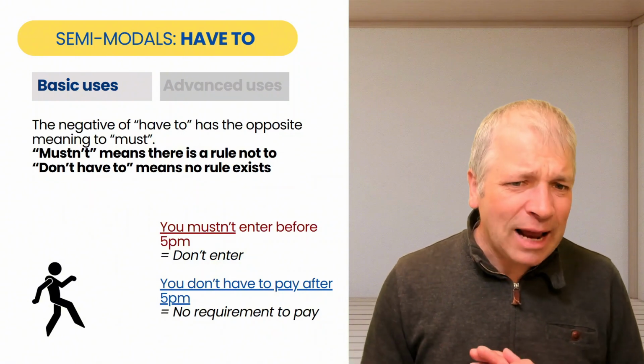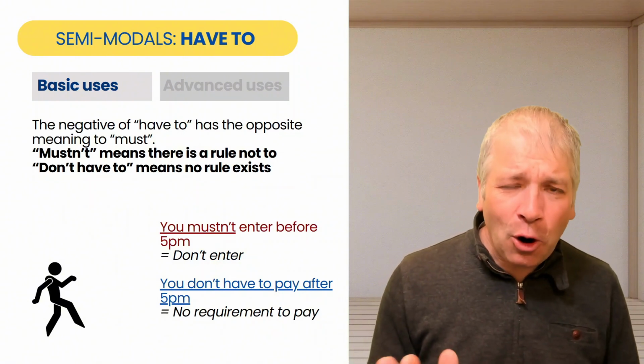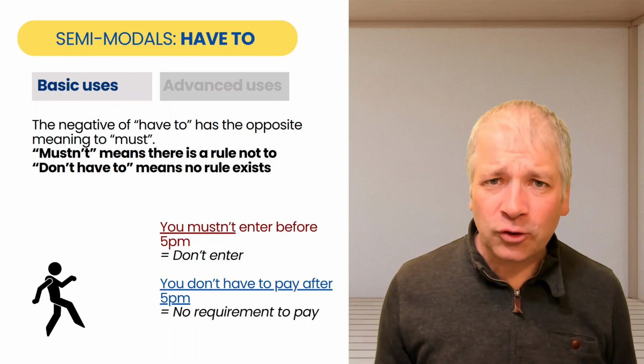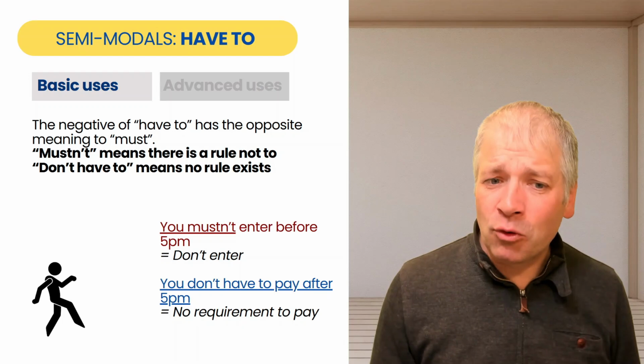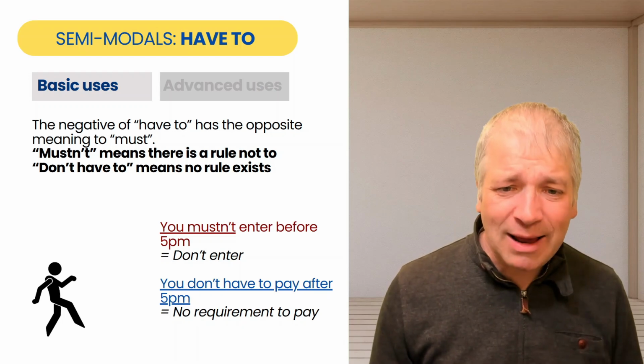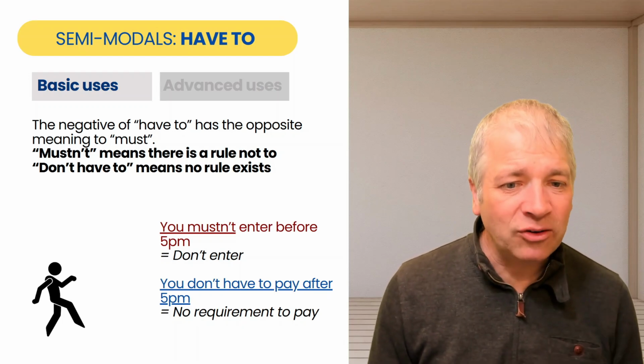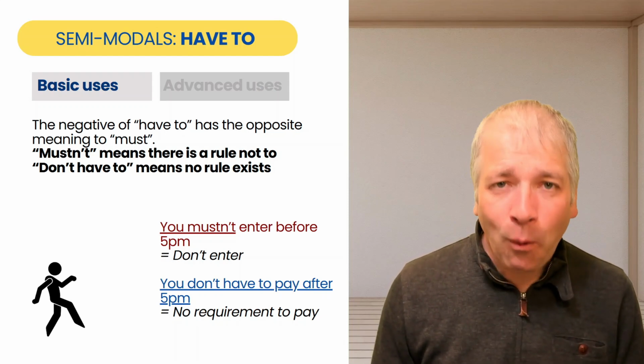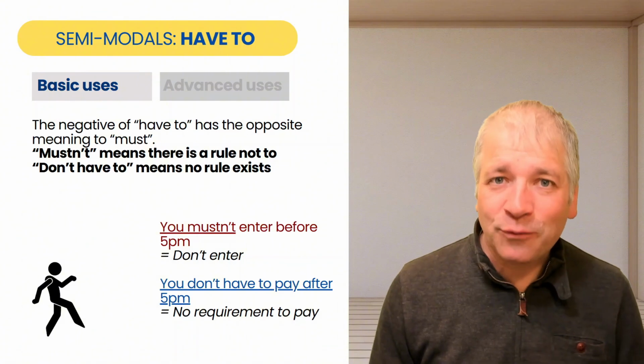Now let's look at the negative of "have to," because this has the opposite meaning to "must." "Mustn't" means there is a rule not to. "Don't have to" means no rule exists. So "you mustn't enter before 5 p.m." means don't enter. But "you don't have to pay after 5 p.m." means no requirement. There's no requirement for the rule.